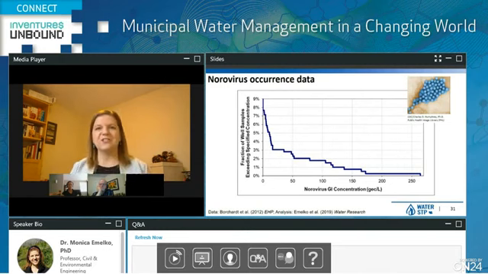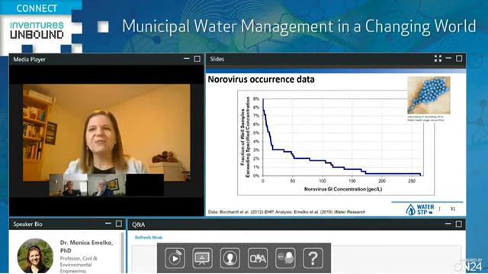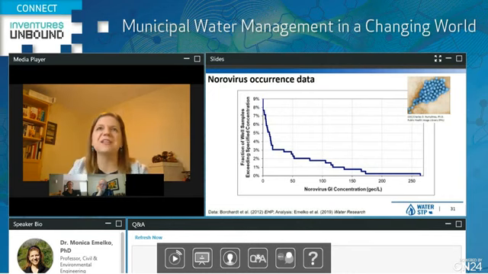And based on assumptions of consumption of unboiled tap water and these data, we looked at, okay, what level of treatment would be required? And so you can see here, we've zoomed in on this axis, and you can see that a very small fraction of these well samples has certain concentrations of norovirus in there.